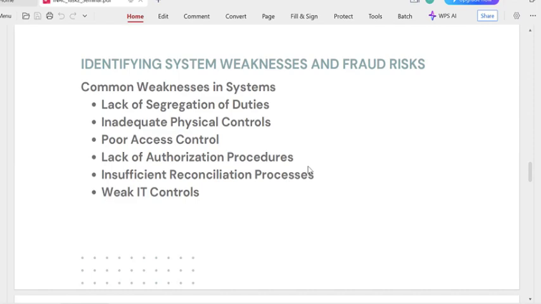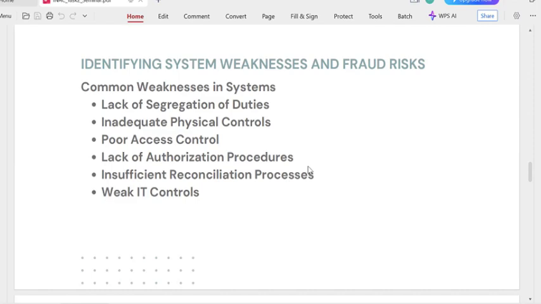Then we have insufficient reconciliation processes. For example, we have bank reconciliation statements. Bank reconciliation statements are the type of statements where you are making the cash book in your company and the bank is maintaining your account as well.